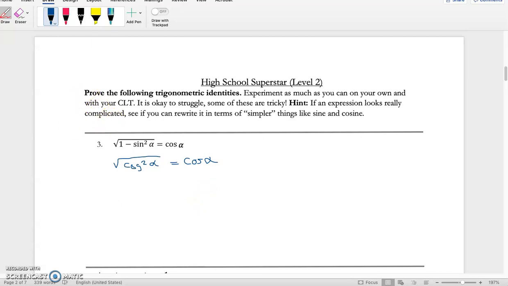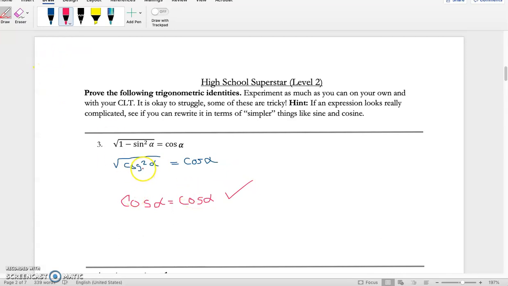So the next thing, now we can go a number of ways. Maybe we can square both sides, and if the left side equals the right, then it's true. Or if I square root a square, the square root of cosine squared is just cosine of alpha. So they are in fact equal to each other. And that is it. Once we substituted them, we were able to see that they are in fact true.